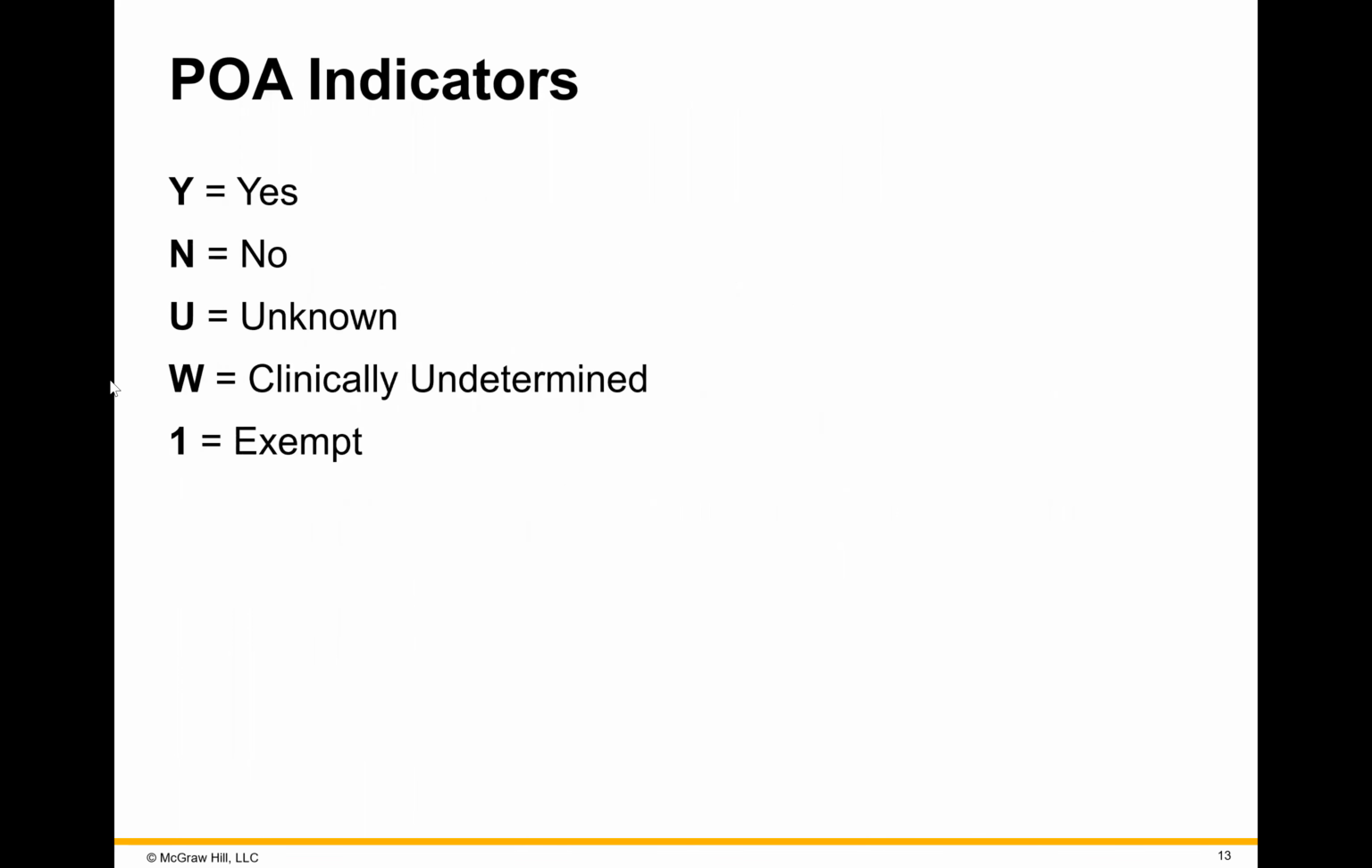And the flags, as we call them, are basically as described here. Y, yes, it was present on admission. N, no, it was not present on admission. U, it was unknown if it was present on admission, because sometimes patients will go from one acute care setting to another. And W is clinically undetermined, and 1 is exempt. Some complications are considered exempt from these indicators.